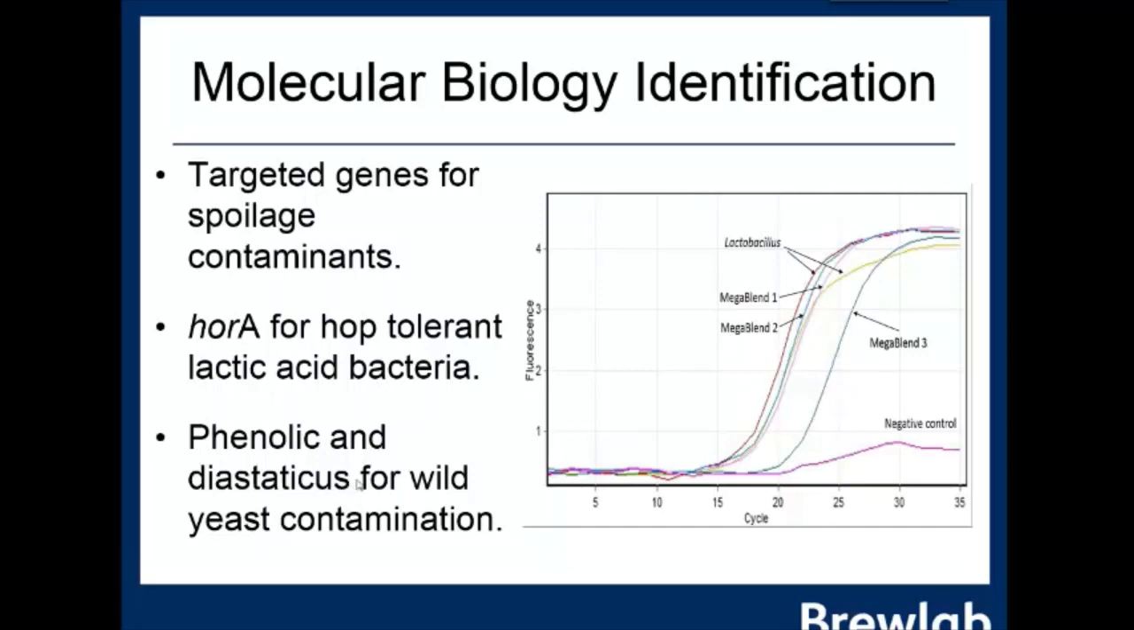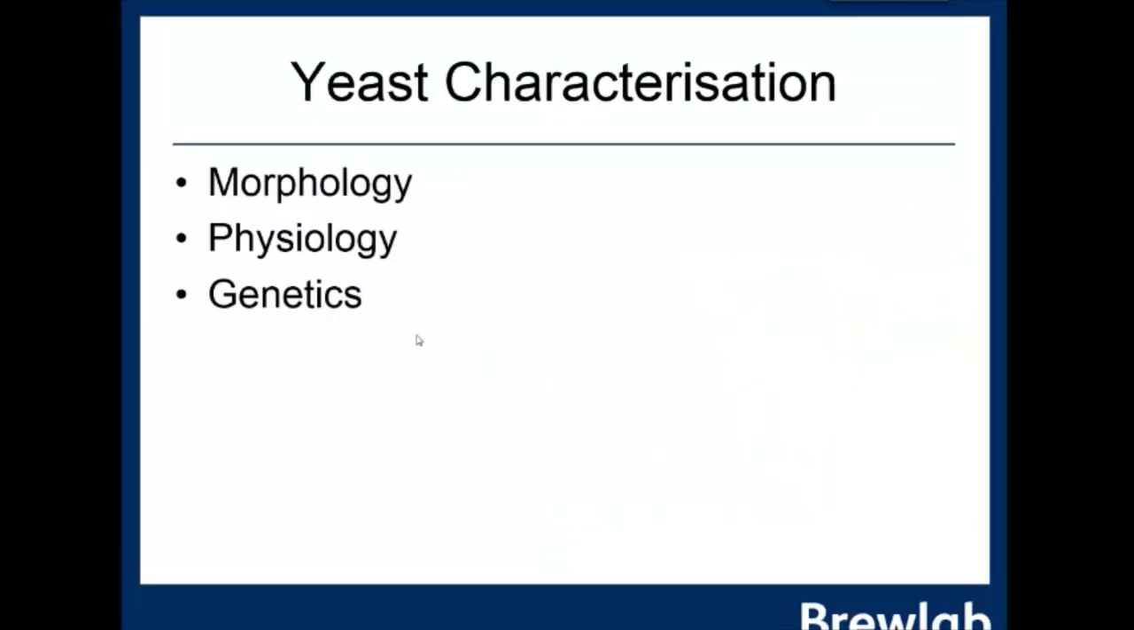Other applications might be for phenolic off flavours or diastaticus, a very contemporary concern at the moment. So if we can choose the genes that are relevant to those and monitor them, then we can identify whether they're present in our particular sample.